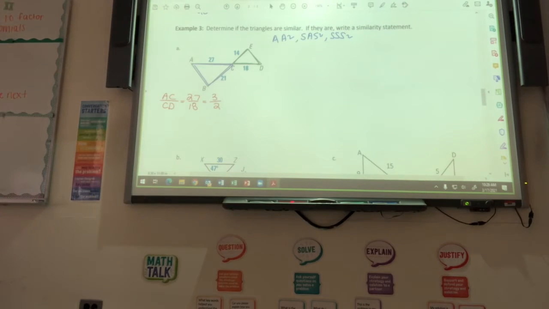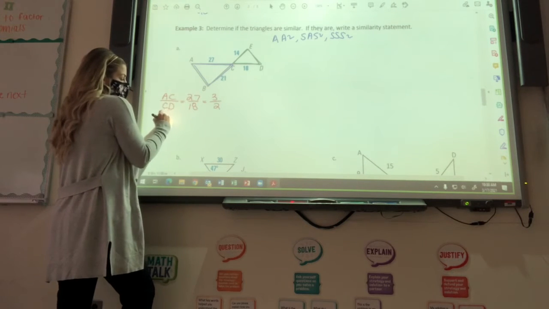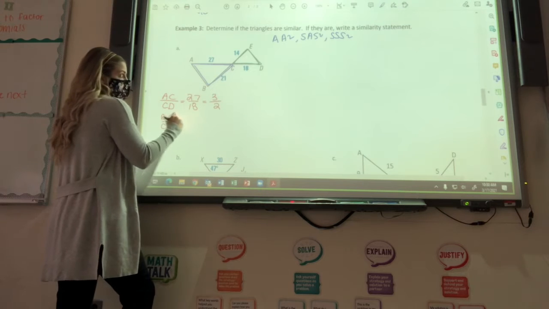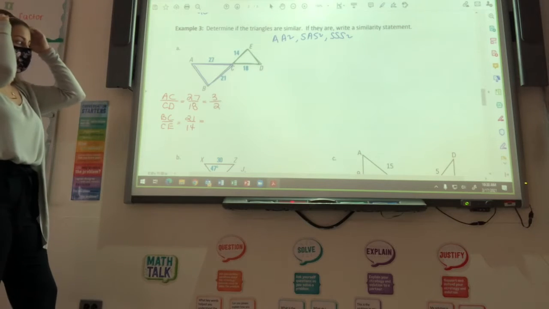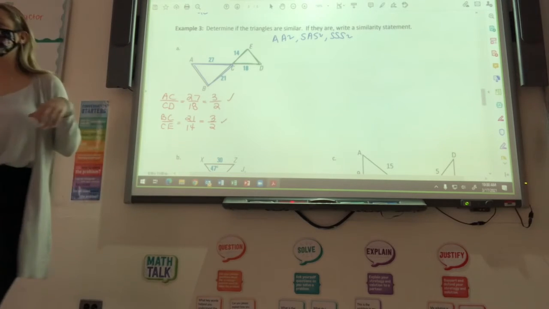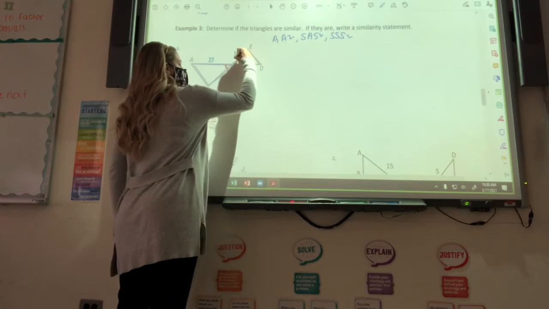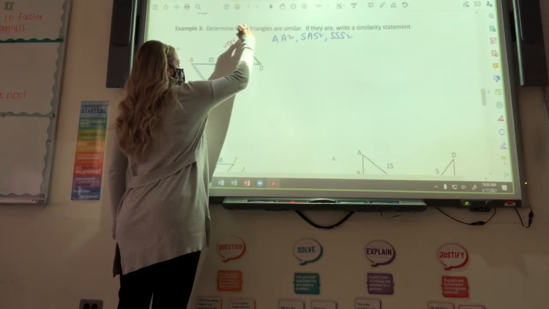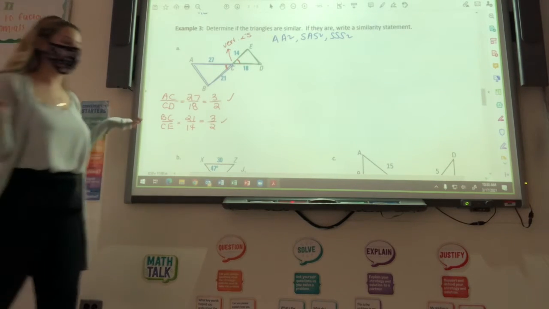And then we have to show BC and CE. 21 over 14. We could divide both of those by 7. 3 over 2. Check, check. I have two pairs of sides that have the same ratio. Now I just need an angle. Same thing. Vertical angles. Okay, now we have similar triangles.